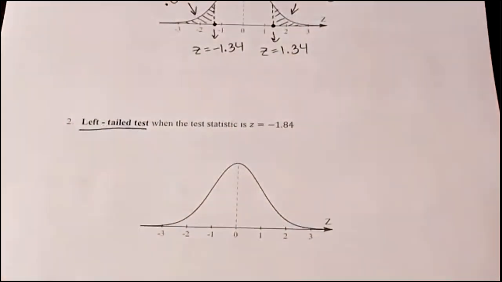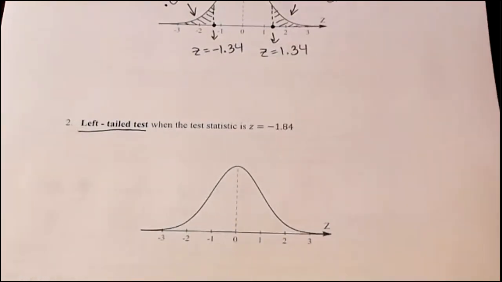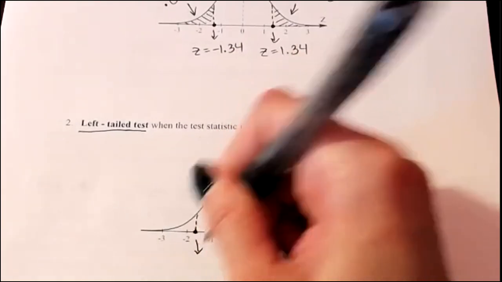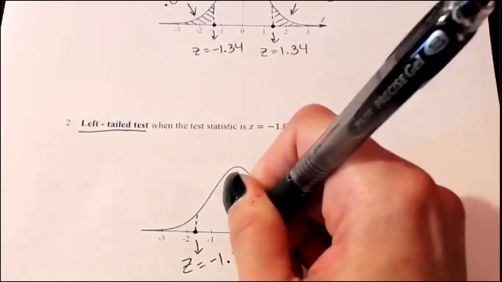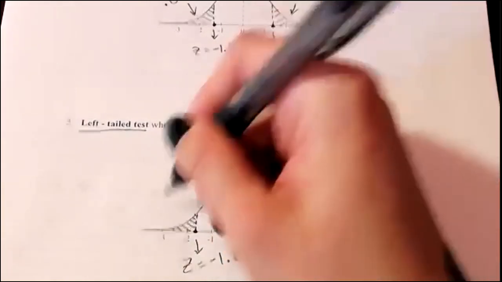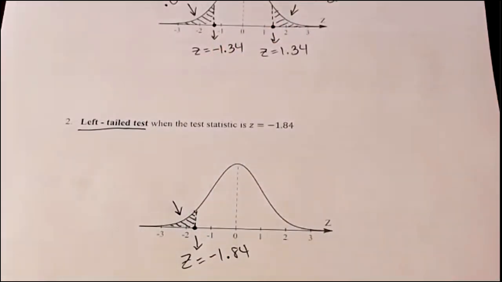When the test statistic is z is equal to negative 1.84. This is not a two-tailed test, so we're not shading in both tails. We're just shading in the lower tail, right? The left side. So z is equal to negative 1.84. That's approximately here. And since it's a left-tailed test, we want to shade the region to the left. Go ahead and look in your z-score table, and I would love for you to share the area to the left of a z-score of negative 1.84.